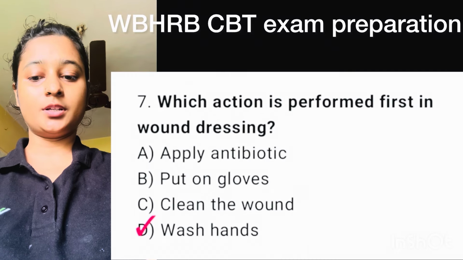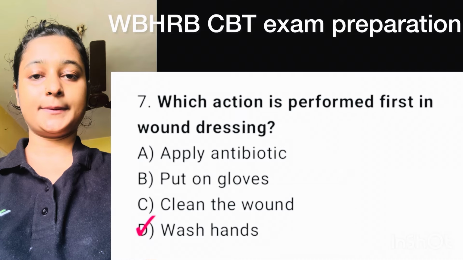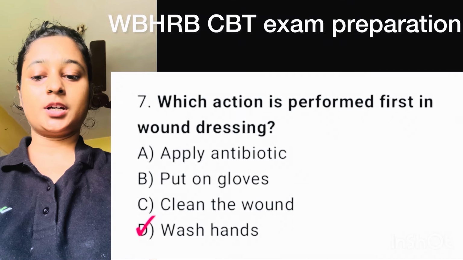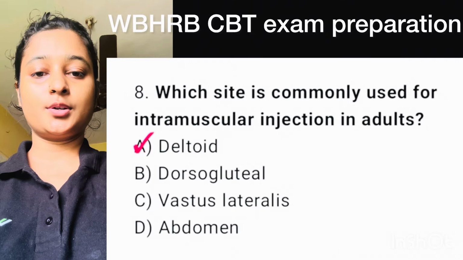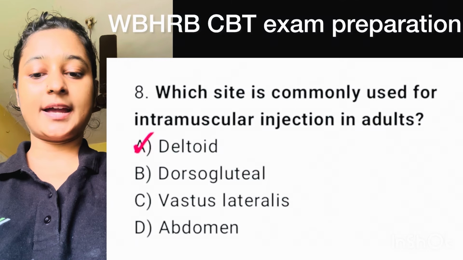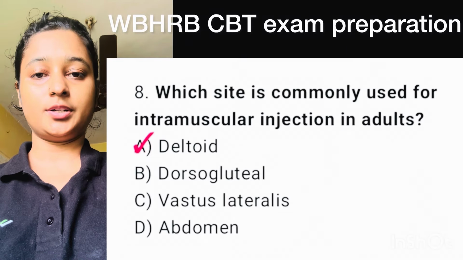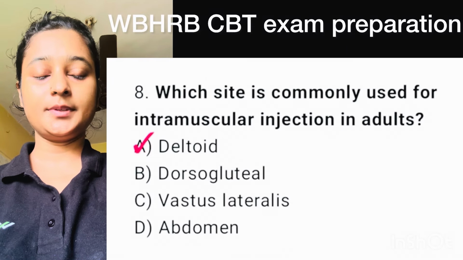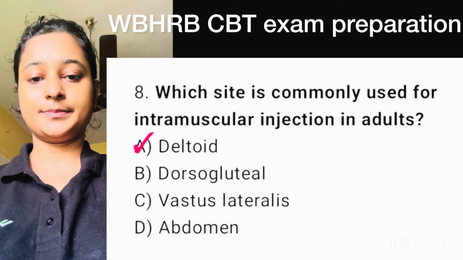Question number 7. Which action is performed first in wound dressing? Here, correct option is option D, wash hands. Question number 8. Which site is commonly used for intramuscular injection in adults? Here, correct option is deltoid.